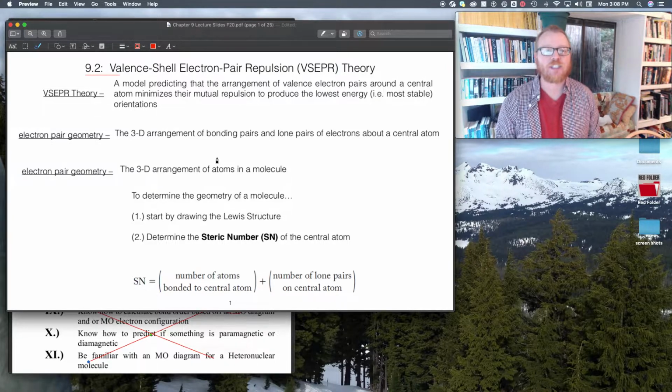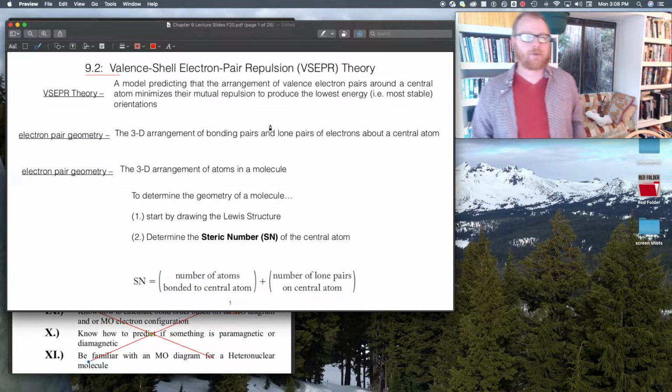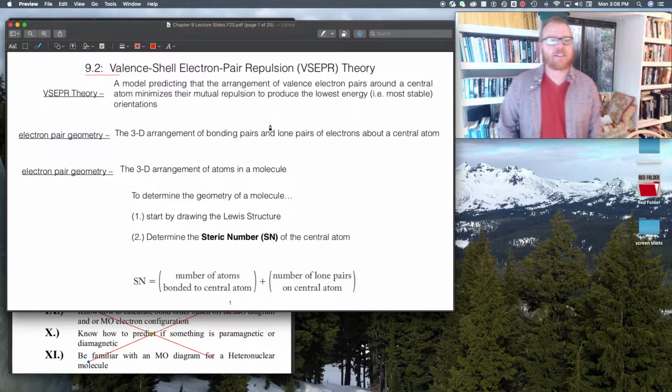So VSEPR, Valence-Shell Electron-Pair Repulsion Theory. This is basically a model that builds upon Lewis structure, and looks at the arrangement of valence electron pairs around a central atom and attempts to predict what the shape of this molecule should be, the three-dimensional shape, okay?